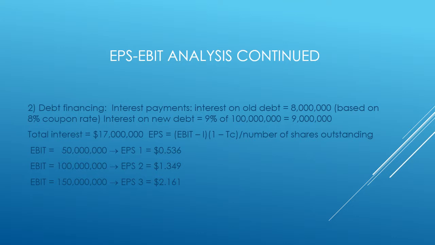Here's a continuation of the EPS-EBIT analysis. This is now using the debt financing. The interest payment remains $8 million based on the old coupon rate of 8%. And then the interest on new debt is now 9% of 100 million, which is 9 million. And the total interest is 17 million. The EPS calculation is the same as the one I was using in the previous slide. And also below are the calculations for when the EPS is 1 through 3.